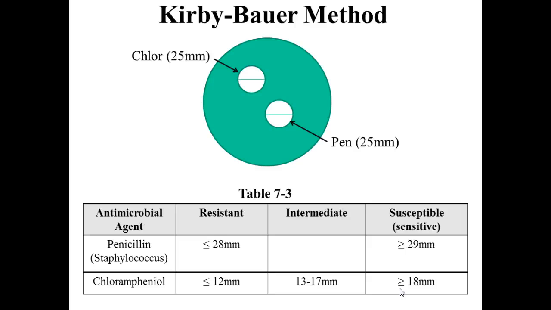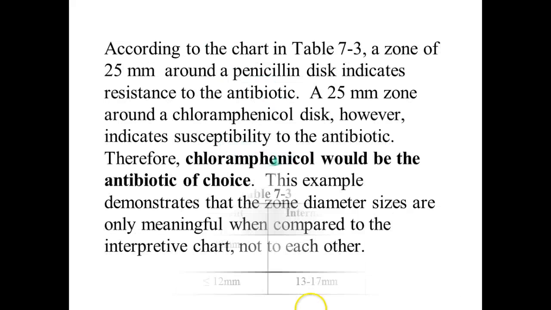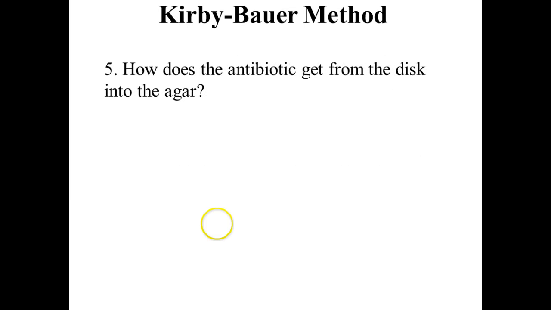So again, you don't compare antibiotics' measured sizes to each other, you have to compare them to the table of known data, right? That's the key take home. And of course, I'm not going to expect you to memorize the data chart. I'm going to give you a copy of it on your quiz, on your test. So you just have to interpret as we're doing right here, okay? So chloramphenicol would be our choice.